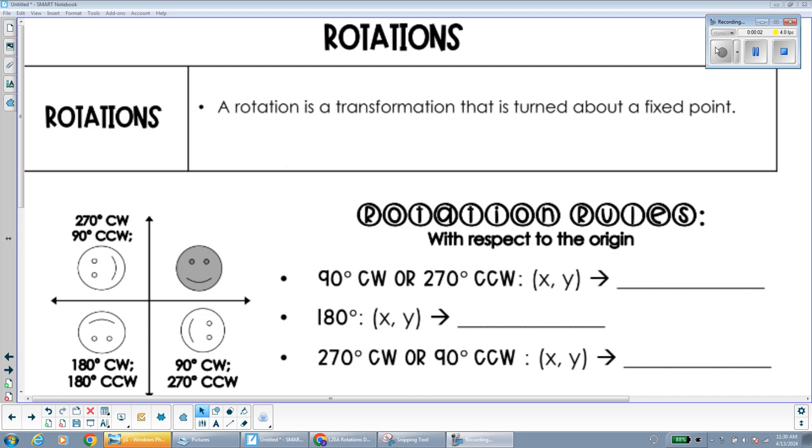A rotation is a transformation that turns a figure about a fixed point. We call that fixed point the center of rotation. When we're doing a rotation, we have two directions that we can rotate in. We can either rotate counterclockwise or clockwise. If the question doesn't specify which direction we're rotating in, it's assumed that we're rotating counterclockwise unless it specifies clockwise.